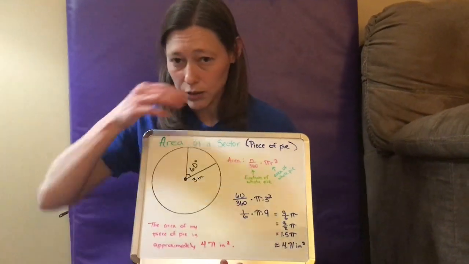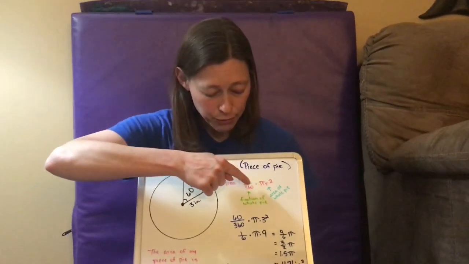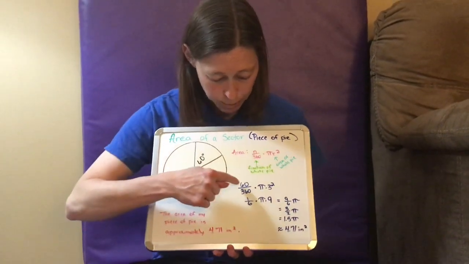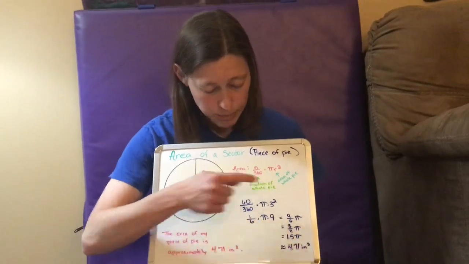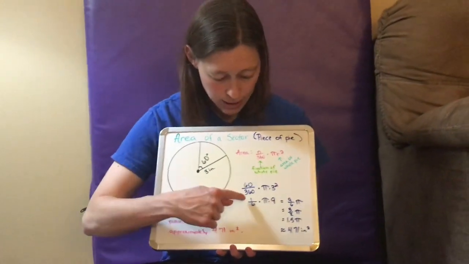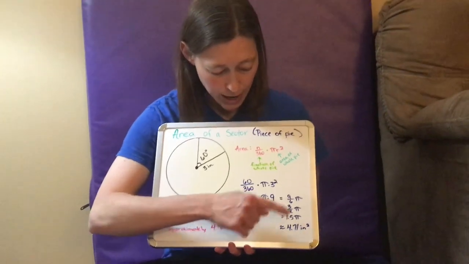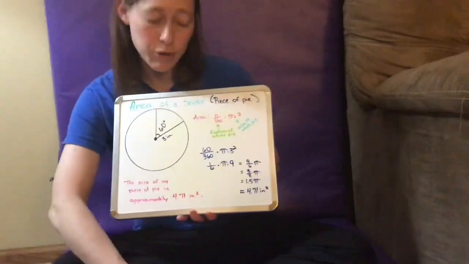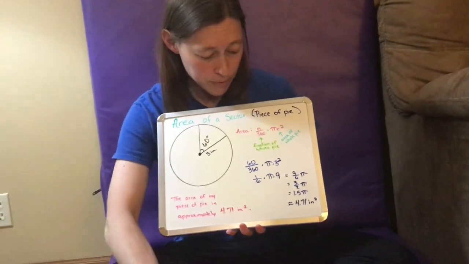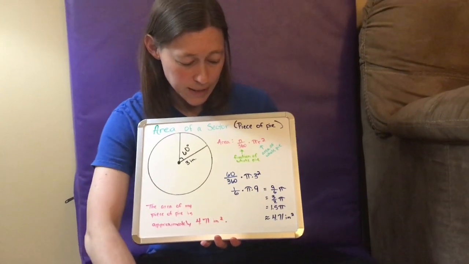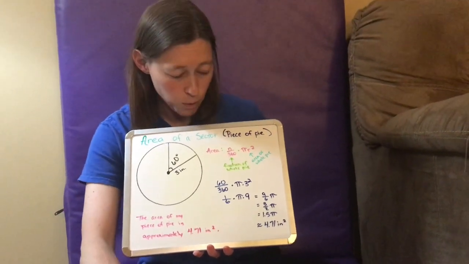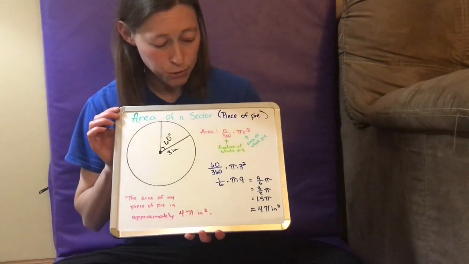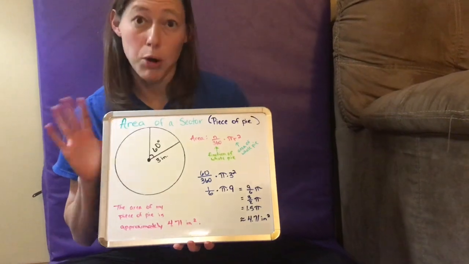So this is really logical. You don't have to memorize it. It's just the fraction of the pie times the area of the whole pie. So I put 60 over 360 times pi times 3 squared, where 3 is my radius. So 1/6 times pi times 9, or 9/6 pi, which reduces to 3/2 pi or 1.5 pi. If it said in terms of pi, I'd leave it as 1.5 pi. But rounded to the nearest hundredth, it is approximately 4.71 square inches. So the area of my piece of pie is approximately 4.71 inches squared.